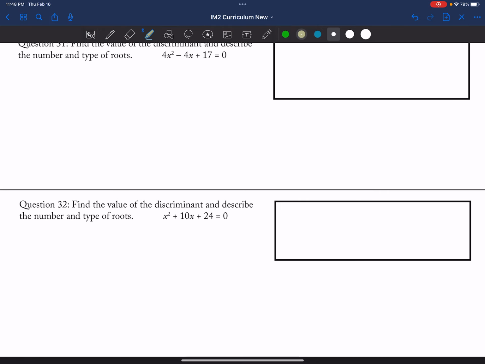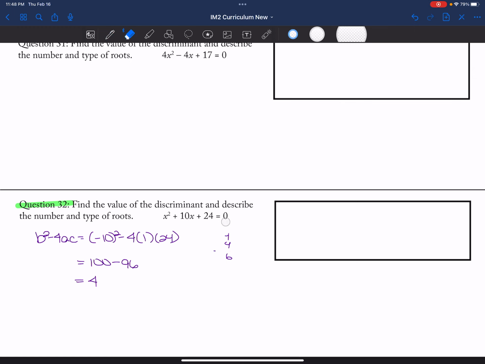Okay. I'm going to do this 32. So b squared minus 4ac. So negative 10 squared minus 4 times a times c. Not over anything. So I get 100 minus 96. So I get 4. So my discriminant is 4, which is greater than 0.